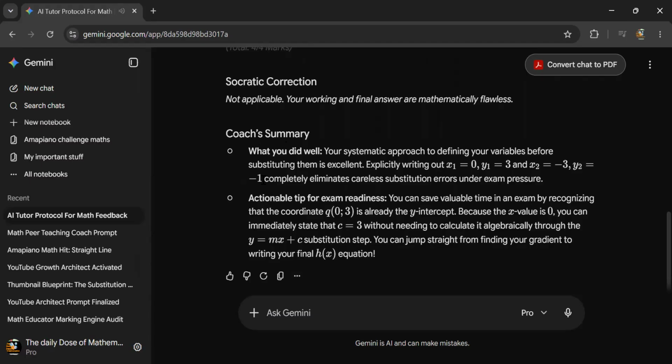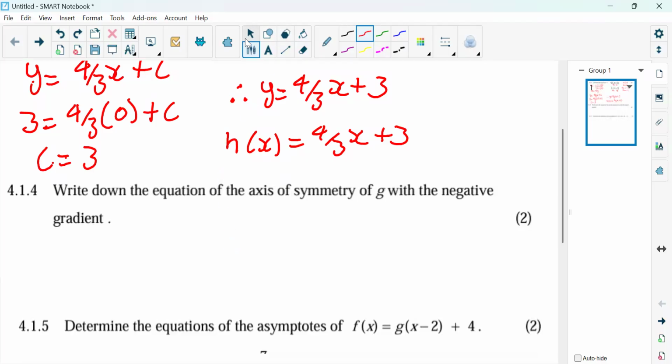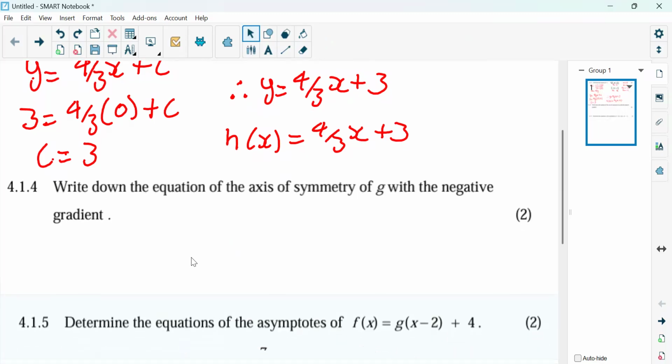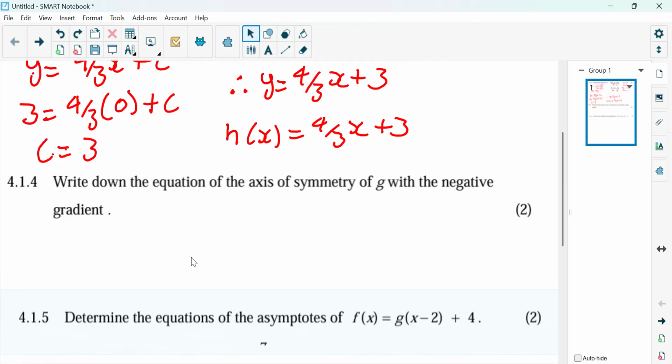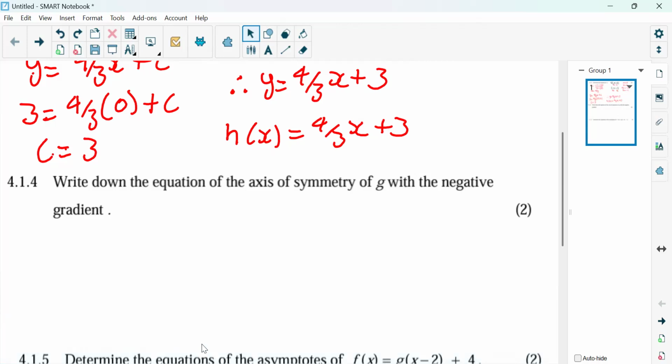Okay, guys, we're going to continue with 4.1.4. Now, it's also an equation of a straight line. That is why we couple these two, because they're dealing with the straight line. Except here, now let's read the question. What are they saying here? On this question, they say we should write down the equation of the axis of symmetry. So we're supposed to calculate the equation of the axis of symmetry. It's 2 marks.